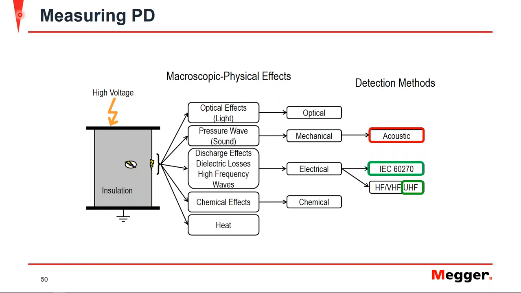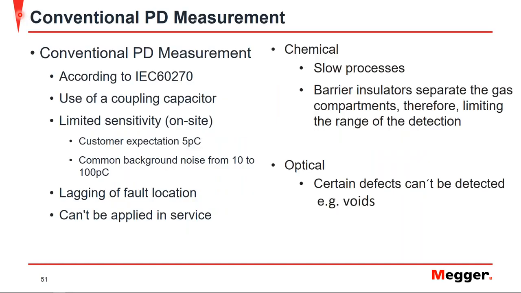We'll go into detail because the IEC 60270 is the conventional method, which is really just used for the sensitivity check. The conventional method is performed in accordance with the IEC 60270 standard, which is basically the Bible, if you will, of partial discharge testing. In this case, you use a coupling capacitor to decouple the partial discharge activity while inducing partial discharge with an external high voltage source. So this is an offline test.